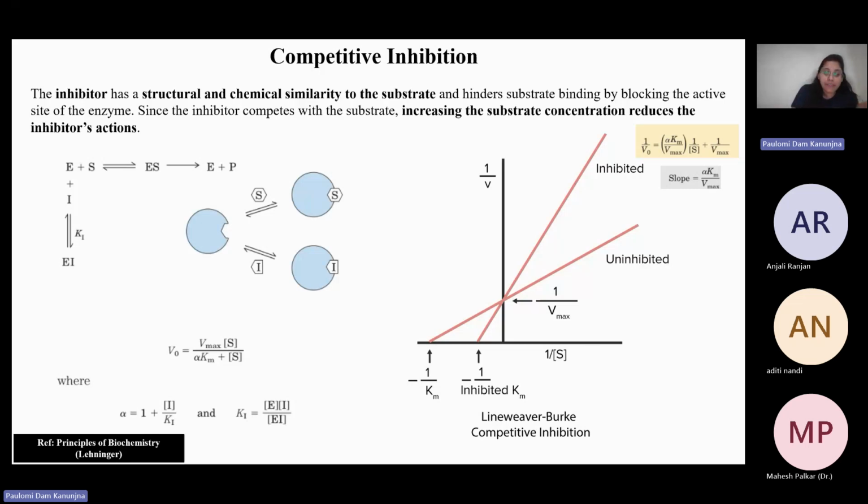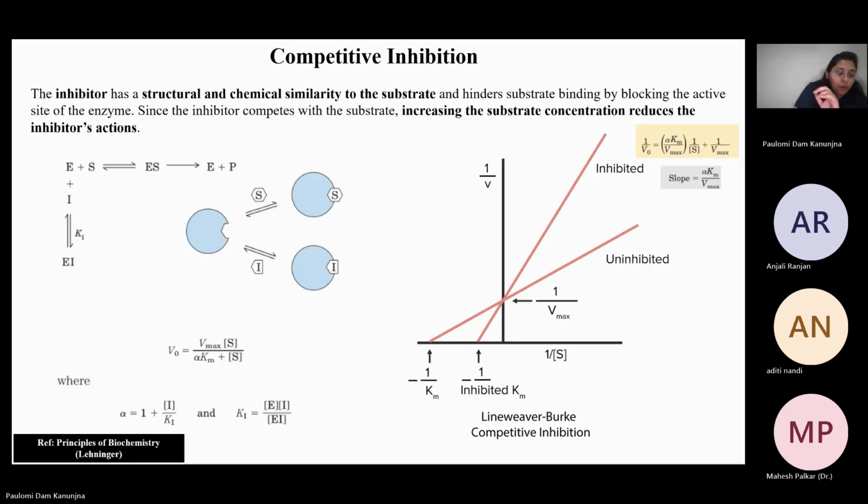They bind to the same active site. So the inhibitor here has a structural and chemical similarity to the substrate, and it hinders substrate binding by blocking the active site of the enzyme, right? So the inhibitor here competes with the substrate for the active site. As you can see here, the inhibitor and the substrate bind to the same active site, and the inhibitor can bind to the enzyme and block it, and it is rendered unavailable for the substrate to bind to, right?